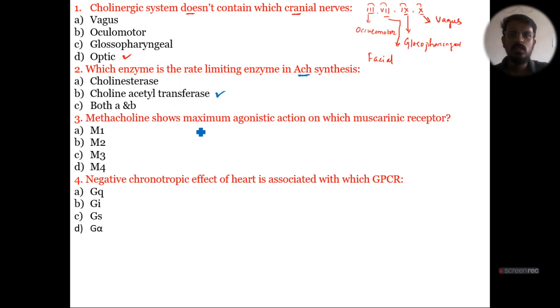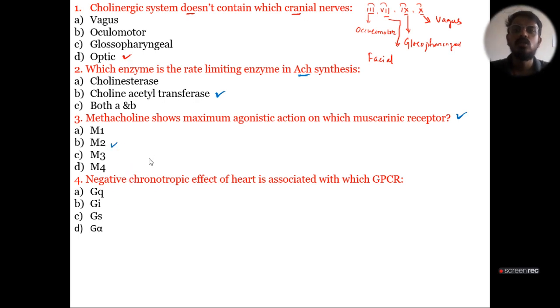So the next question is, methacholine shows maximum agonistic action on which receptor? As I told you in the classification table, we have three major muscarinic receptors, M1, M2 and M3. To remember this, I told you: pehle khao phir dil lagao, then baaki kaam baad mein. So M1 is khao, M2 is dil lagao, dil is heart. As I told you, M for methacholine, M for myocardium.